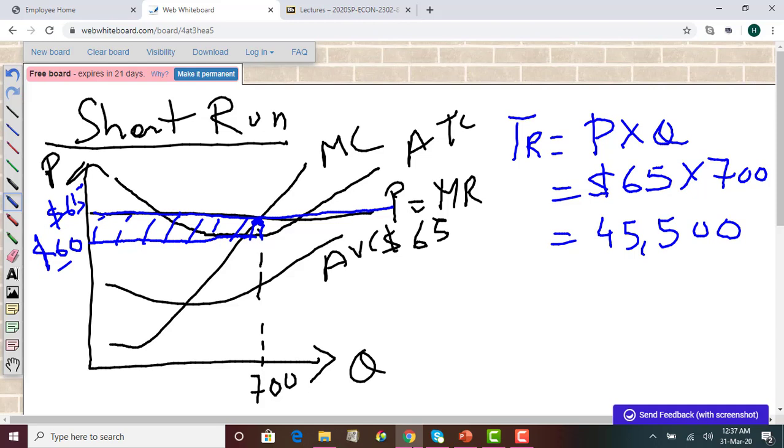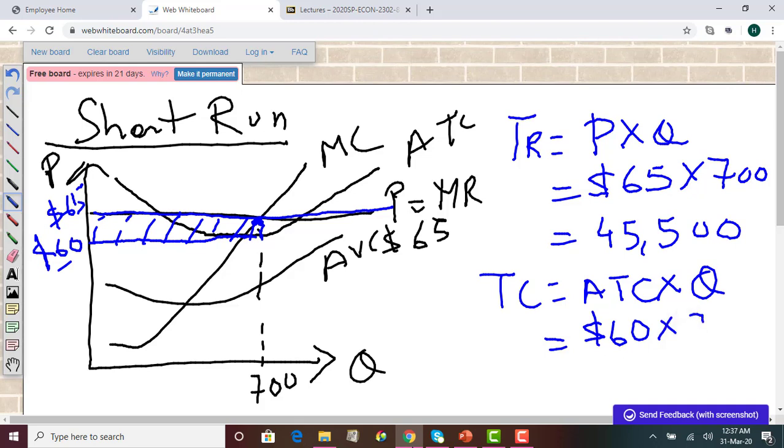So your average total cost is $60, but you're producing 700 units. So your total cost is your average total cost times your quantity, right? So your average total cost is 60 times 700, and basically your total cost is 42,000. Okay, so that's your total cost.